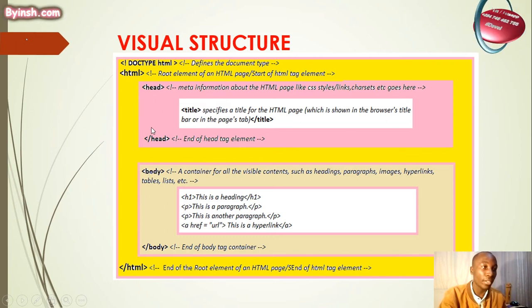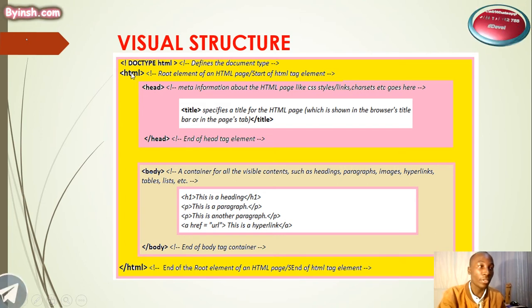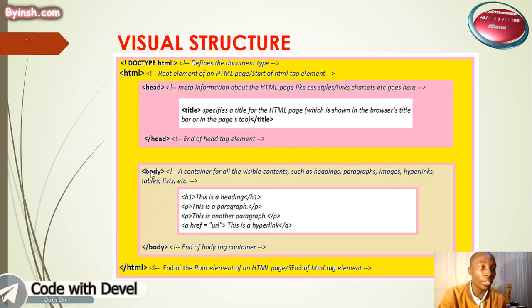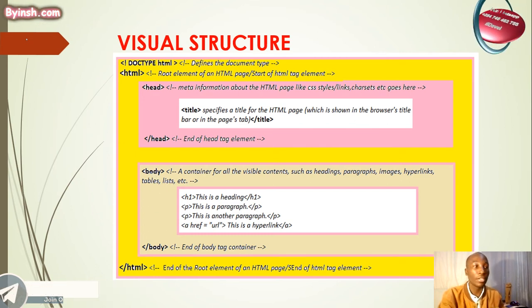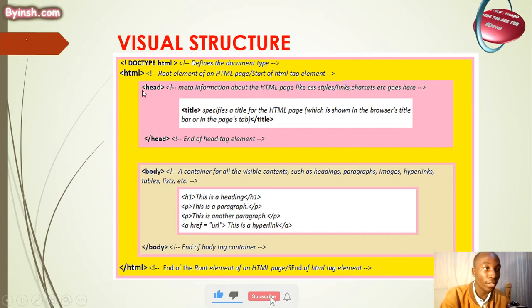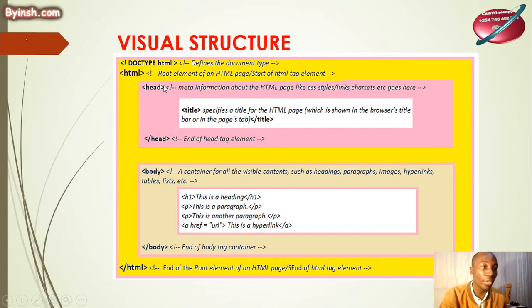So they are nested. The word nesting means tags being included inside the main tags. HTML is called a super tag, and head and body are sub tags. They are nested into the super tag HTML. The next tag is head. After HTML, you go to head, you start here and you close.